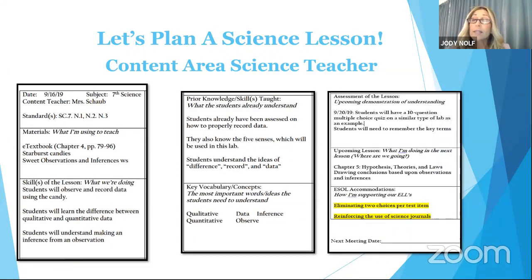We know that there is an assessment coming up. We know that we're going to be going into chapter 5, talking about hypotheses, theories, and laws. And notice the part that I've highlighted. Now, again, this is the side of the content area teacher. The content area teacher is making her own accommodations, which includes eliminating 2 choices per test item and reinforcing the use of science journals.